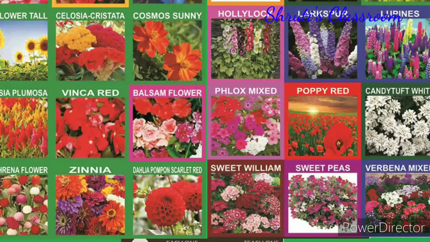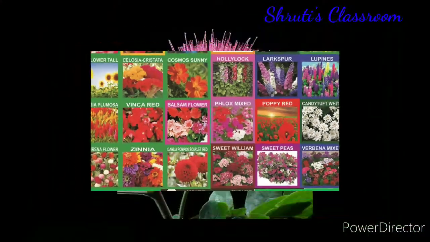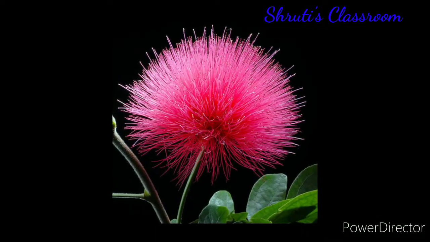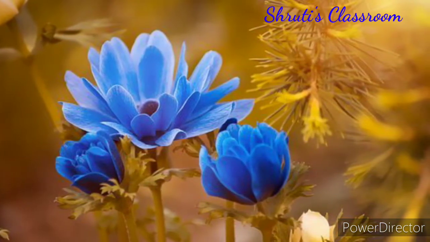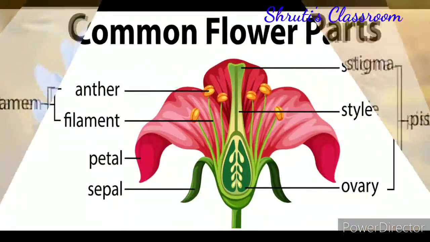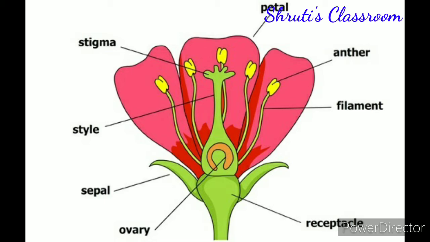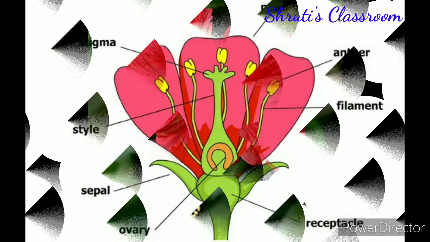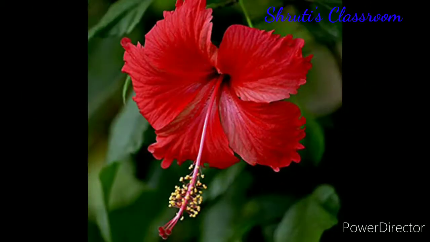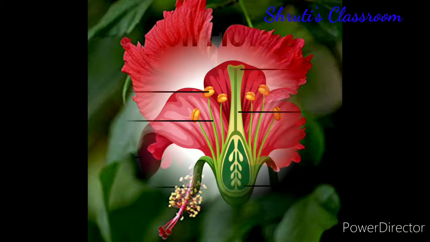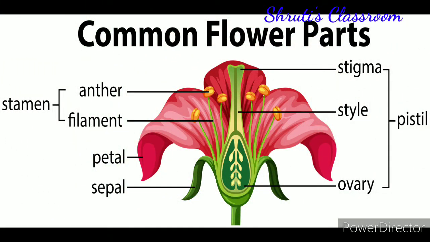A flower is a special part of a plant. Flowers are also called the bloom or blossom of a plant. A flower is also a reproductive part of a flowering plant. Children, if you observe the flower, we can see the flowers have different structures. However, most have a similar basic structure. So children, let's see the major parts of the flower.